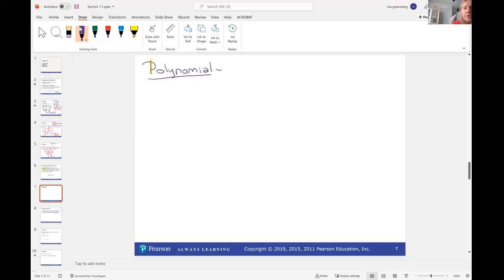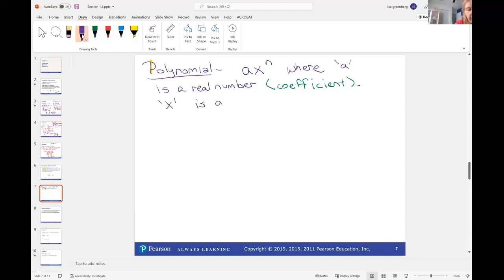So a polynomial is always of the form ax^n, where x could be y, it could be z, it could be anything. Okay, so the x is just a variable, where a is a real number. So a real number is actually any number that is on the number line. So a is a real number. Any number is fine. A is called the coefficient. Okay. And we know that x is a variable. That's our variable. That could be any number, right?